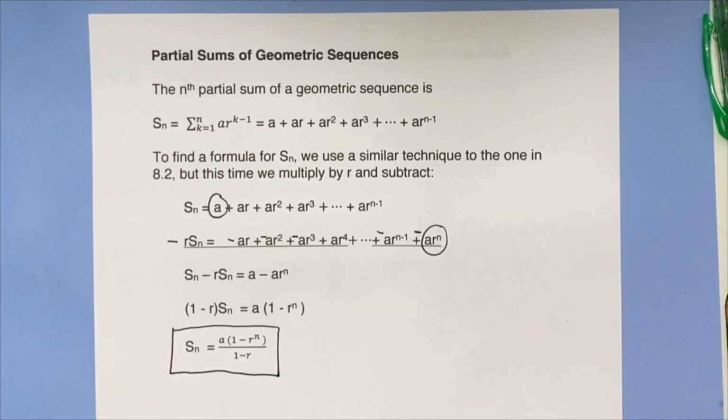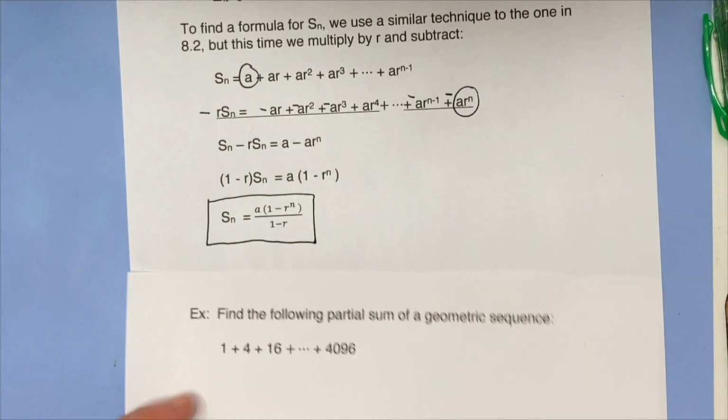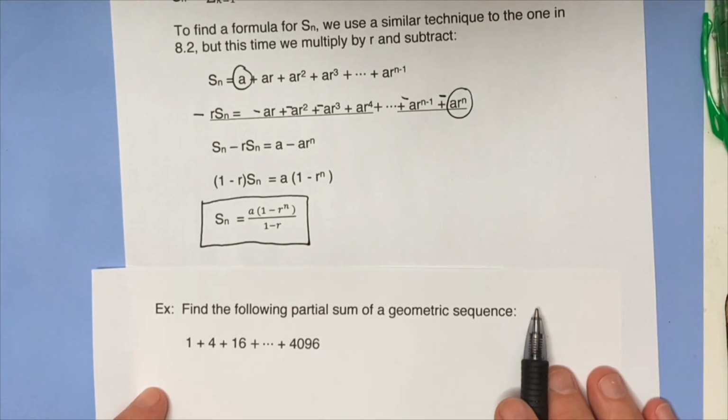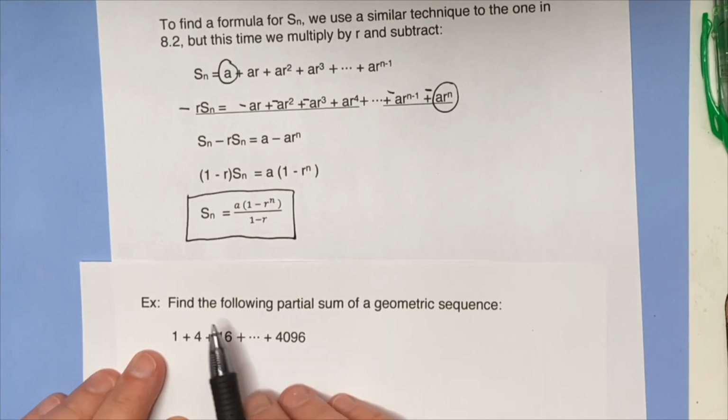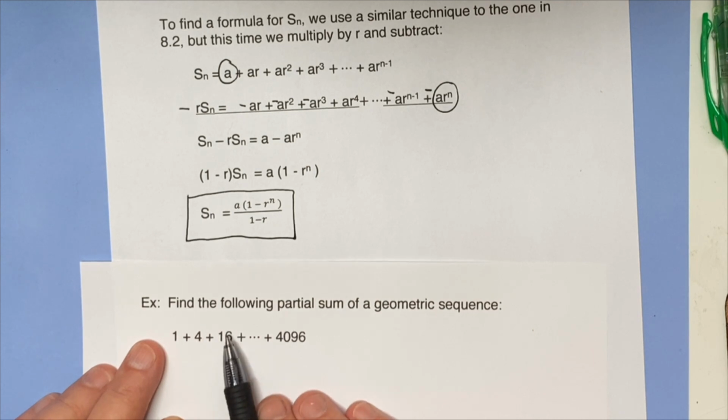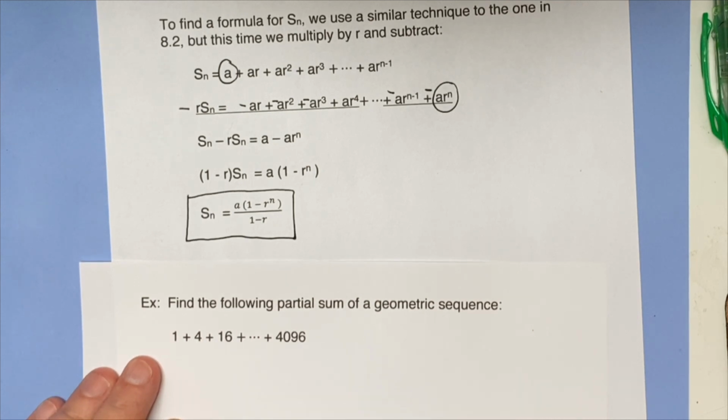So let's take a look at what this looks like when we're actually doing something with it. We want to find the partial sum of this geometric sequence. So I want to go from 1 to 4 to 16, plus, and then keep going to 4096. The first thing I need to do is figure out what the sequence is, and then figure out how many terms I've got. I've got to figure out all the details.